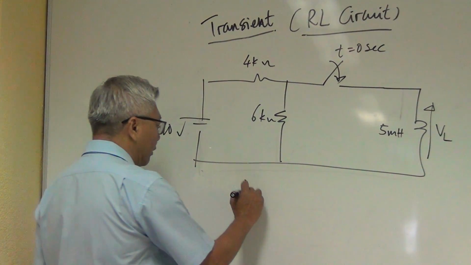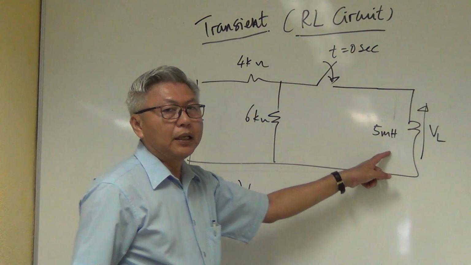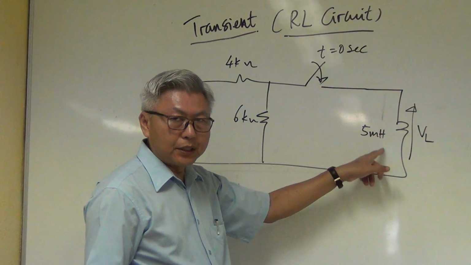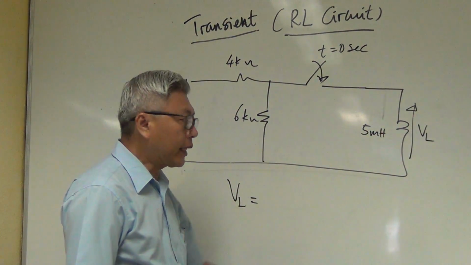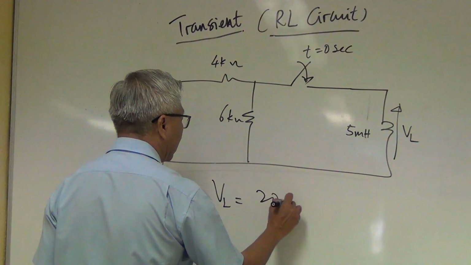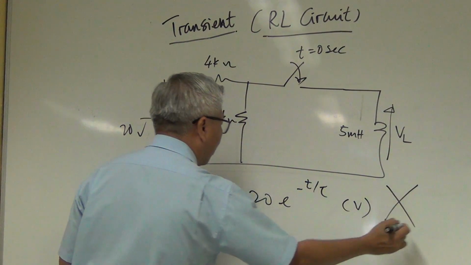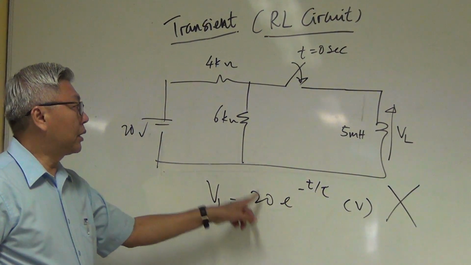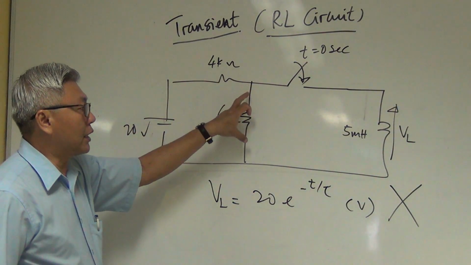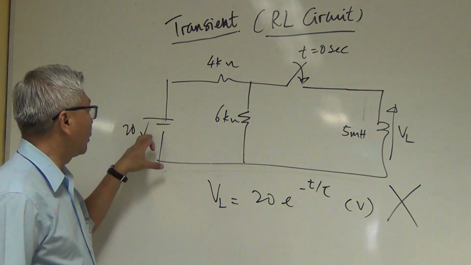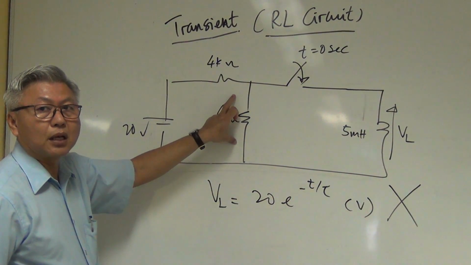So if you straight away say, hey, VL, oh, I remember, he is a very stubborn person, he resists the current flow, so it's without a bracket, then you say, okay, this is equal to 20 e to the minus t over time constant, the answer, and that will be wrong. Why is it wrong? Because this is not a simple series circuit. The voltage that is facing him is not 20 volts anymore, but the voltage across this resistor.